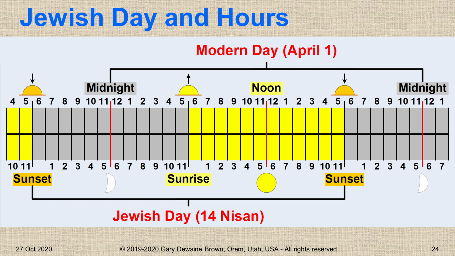In the scriptures, daytime periods are simply specified as, for example, the ninth hour, which is a 12-hour clock's 3 p.m. and a 24-hour clock's hour 15. Nighttime periods can be specified as, for example, the fourth hour, which is a 12-hour clock's 10 p.m. and a 24-hour clock's hour 22.